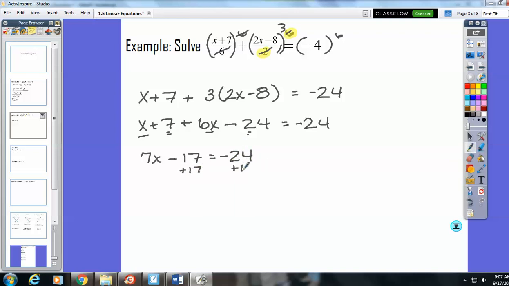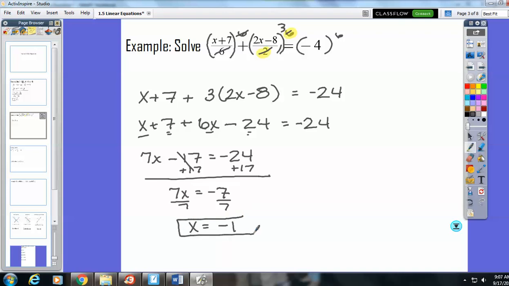Add our 17 over. Divide by 7. And x is negative 1. And could we check that if we so desired? Yes. Yes, absolutely. We just have to go back to the original and plug it in.